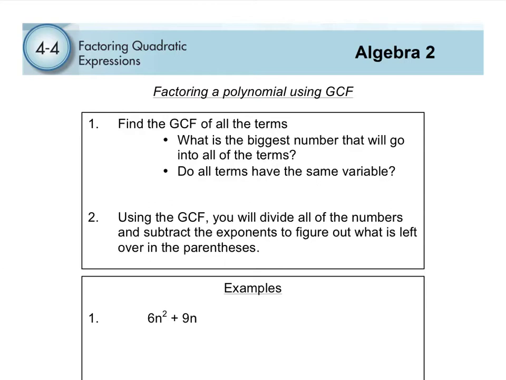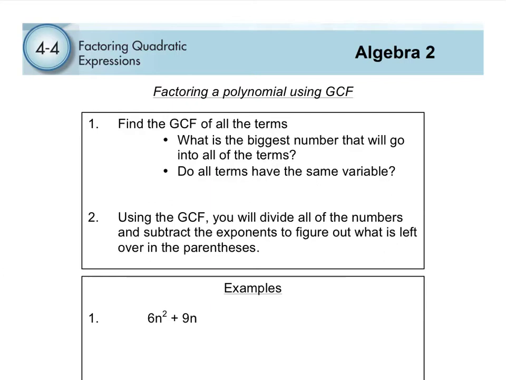So the two things we want to look at in order to find the greatest common factor of all the terms: we want to figure out what is the biggest number that will go into all of our terms at the same time, and do all the terms have the same variable? So there's two things you're going to look for, numbers and variables. What's the biggest number that will go into all the terms? Or if all the terms have the same variable, we could factor that out as well.